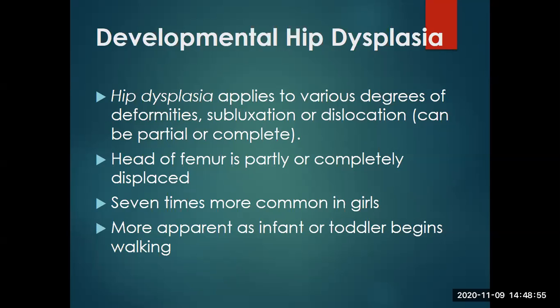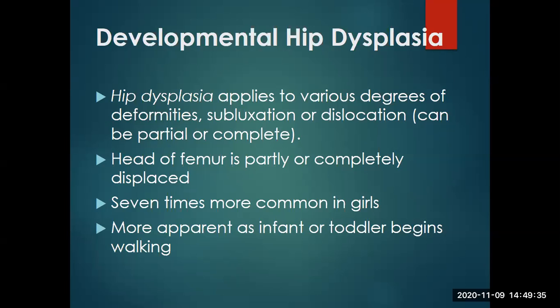So what they can see is the difference would be a whole bunch of folding tissue, as opposed to the other leg having no folding tissue, and that shows the characteristic and gives the diagnosis right there. And here, what it says is the head of the femur is partly or completely displaced, and you do notice this is more common in girls, and it's more apparent as an infant or toddler begins to walk. You'll see the difference with it.